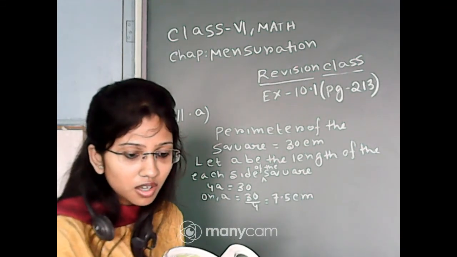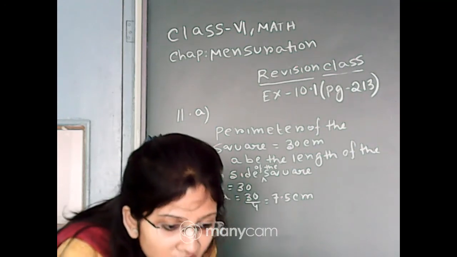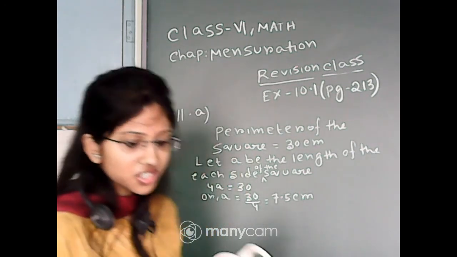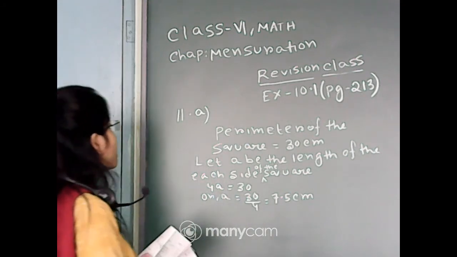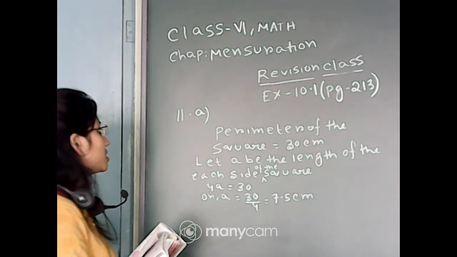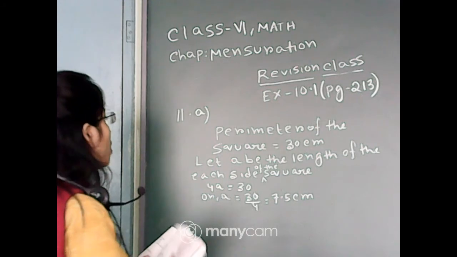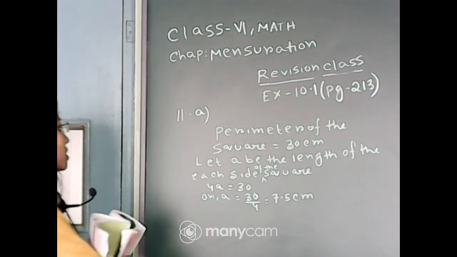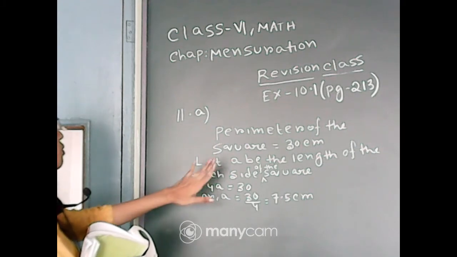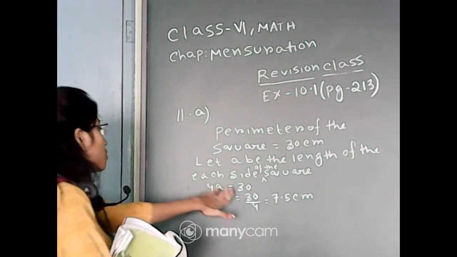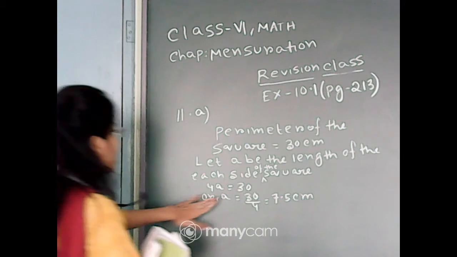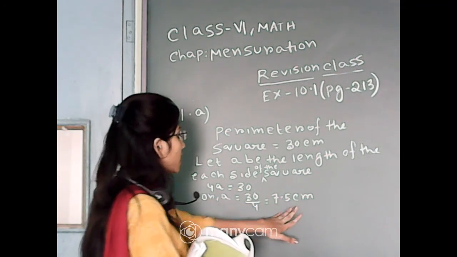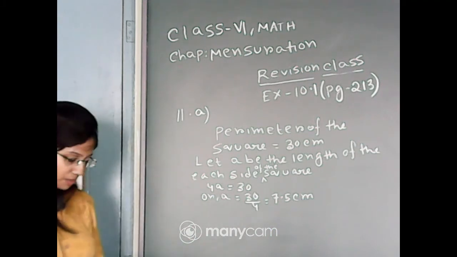Yes, Joita, Nishad, Meghumita, very good. The math is clear to everyone. Here, perimeter of the square is equal to 30 cm. We know that if a be the length of each side of the square, then perimeter is 4a. Therefore, 4a is equal to 30, or a is equal to 30 divided by 4, and the answer is 7.5 cm.